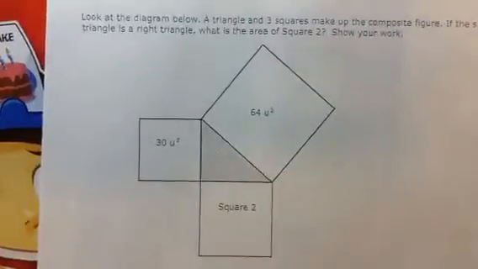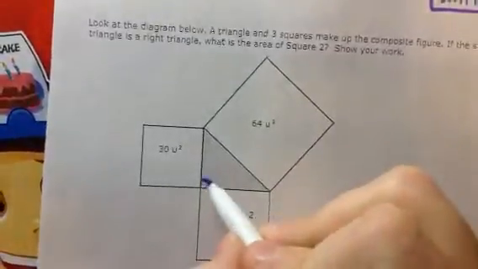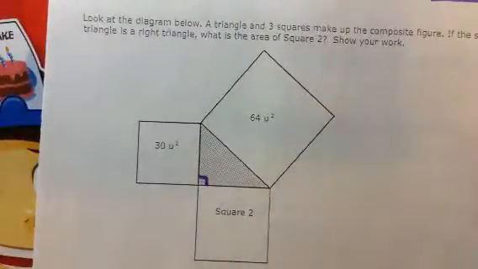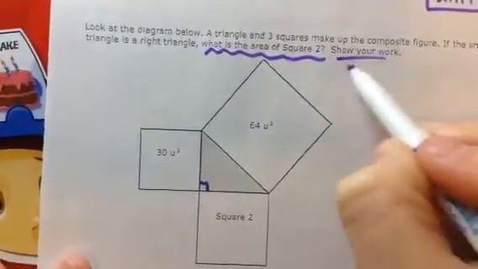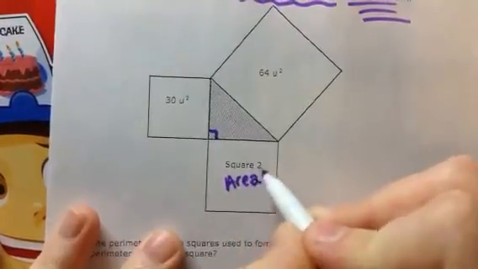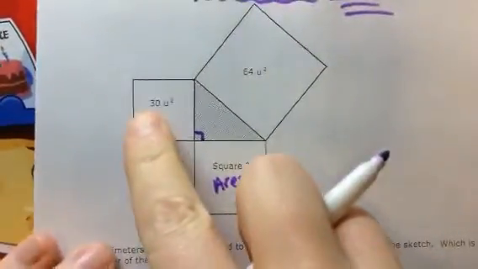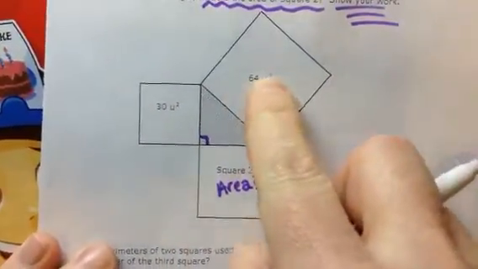Okay, next it says, look at the diagram below. A triangle and 3 squares make up the composite figure. If the shaded triangle is a right triangle, what is the area of square 2? Show your work. Okay, trying to find the area of square 2. So they said 30 units squared and 64 units squared.